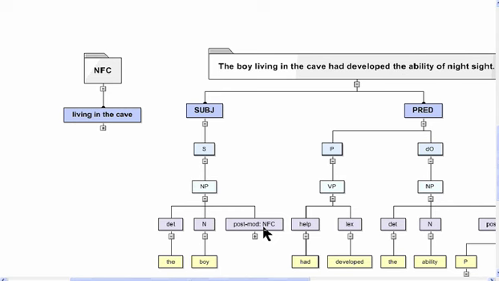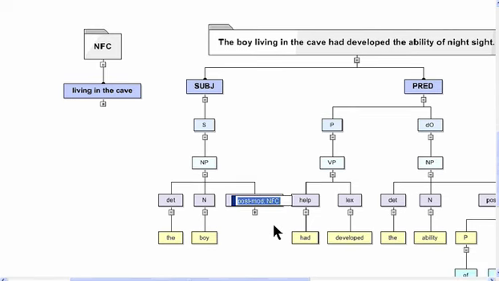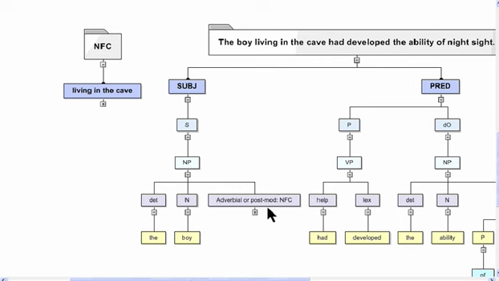So it depends. If there were many boys here, are we describing this particular boy in comparison to the other boys? Do you see what I'm saying? It depends on the contextual situation. So if I write here, it could have been a post modifier or an adverbial, or post modifier, depending on how you see it. But either way, it's a non-finite clause. And what does a non-finite clause look like? It looks like this, living in a cave.